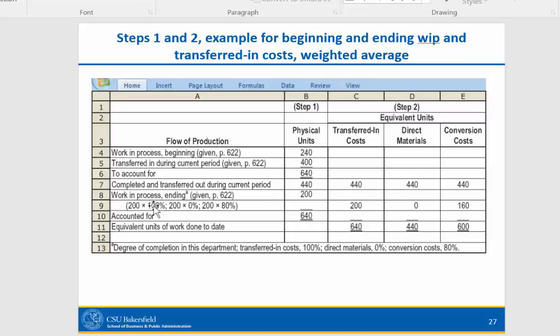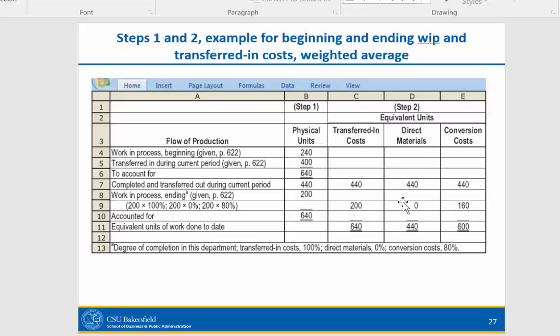Then I'm going to deal with the ending WIP inventory separately. I'm going to use the given percentage of completion for each different cost. For TI, we're looking at 200 for sure. It's 100%, so you have 200 units left. You have to consider 200 equivalent units in the ending WIP.